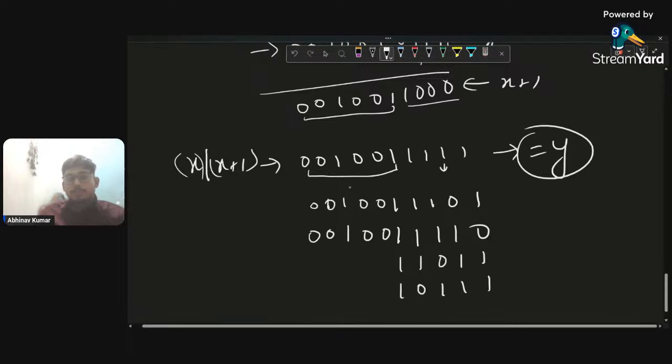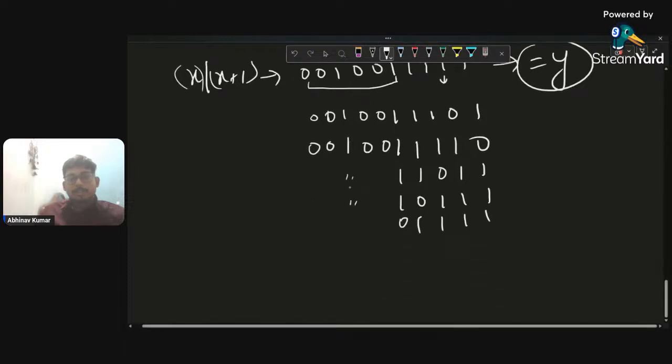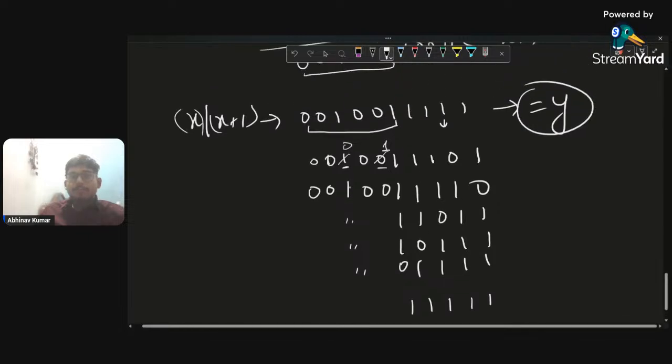0 here was a possibility, 0 here was a possibility. I am considering these are the same. Okay, these were the possibilities. What if we keep all these ones as 1 only, and then after this if we replace some other 0, then when we do a bitwise OR of x with x plus 1, this 0 would be replaced by 1, so we won't get a y back. Okay, so I hope you understand that until we get a first 0.